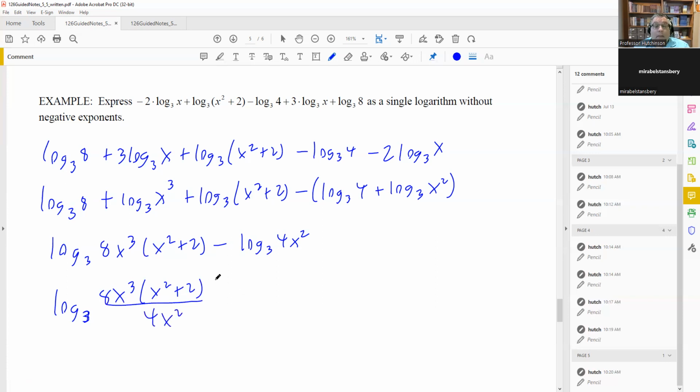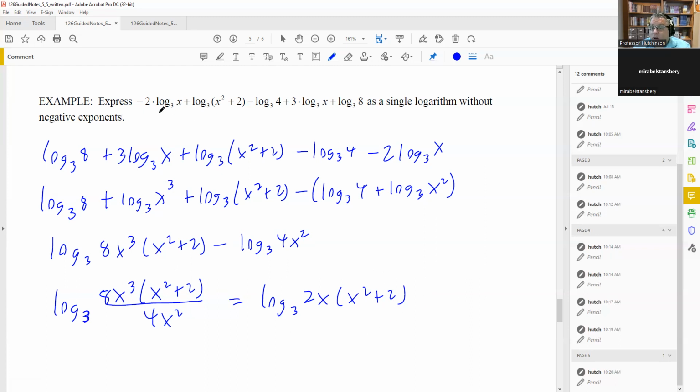And as before, if you see anything that can be simplified further, you do want to go ahead and do that. What we notice here is that we can divide this 8 by, so we're going to do log 3. 8 divided by 4 is 2. A cube and a square, subtract exponents, we just get x by itself, and then x squared plus 2 would be all that's left over. Okay, so now we've canceled that out, and so now this is going to be the final answer.